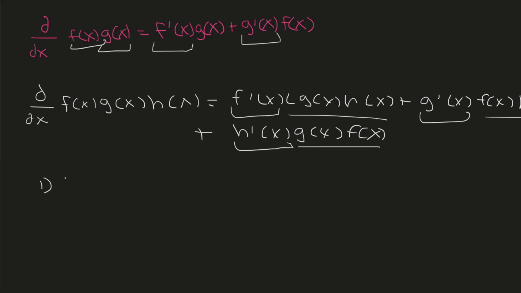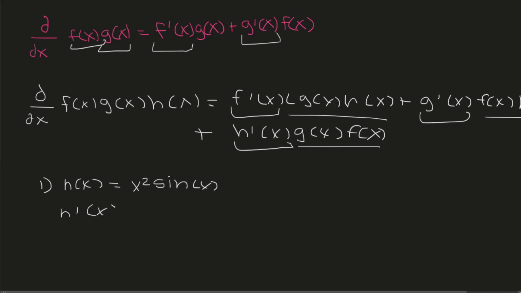So let's take the function h of x equals x squared times the sine of x. And what's h prime of x? Now remember, h prime, f prime, g prime, they're all ways of denoting a derivative.